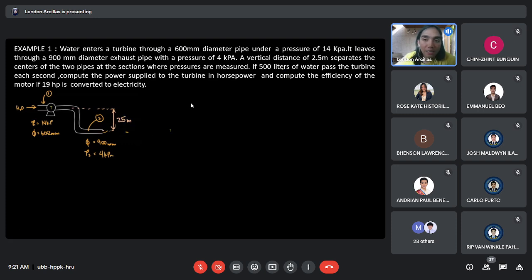So, if 500 liters of water passed through the turbine, so meron palang binigay na Q1, the discharge, 500 liters passes through each second, so 500 liters per second, compute the power supplied or the PT in, since this is a turbine, power of the turbine in horsepower, and compute the efficiency of the motor if 19 HP is converted to electricity. So this is the type of problem na magkakaroon tayo during final exam.